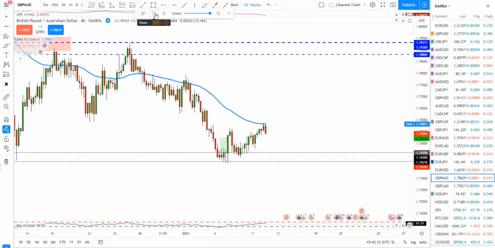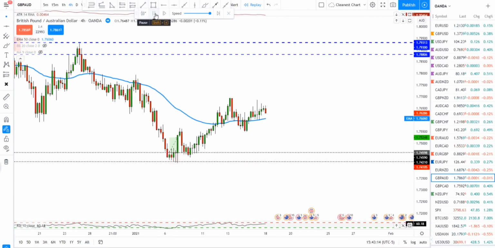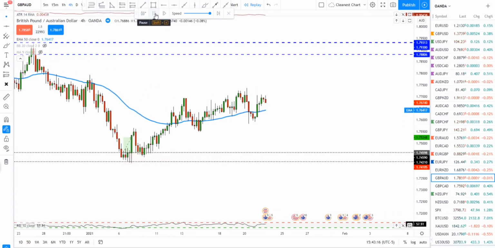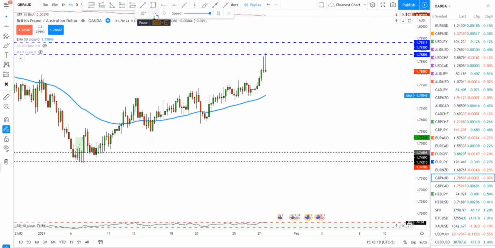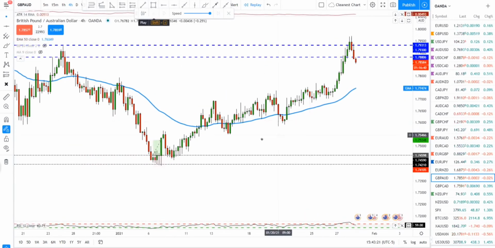If I click play, you'll see what I'm saying. This market ended up reversing completely and now starting a brand new uptrend from that level, which is really cool to see how major levels play a huge role in your trading.